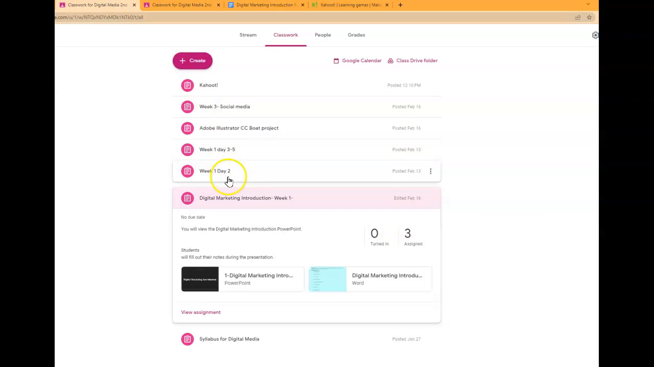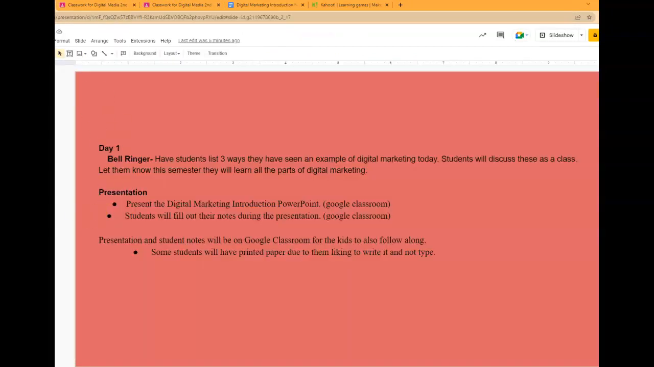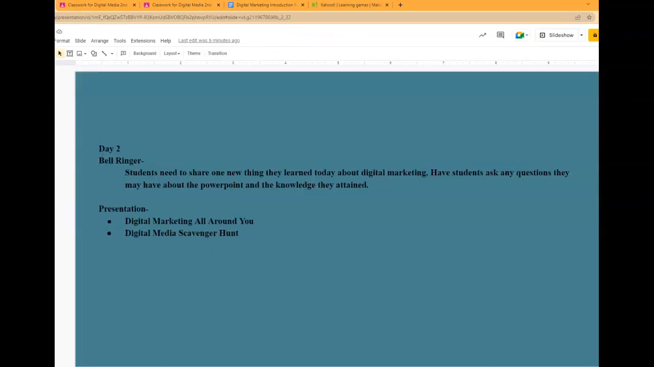On day 2, they will answer the bell ringer that is on Google Classroom and present digital marketing in the digital scavenger hunt that is also on Google Classroom.